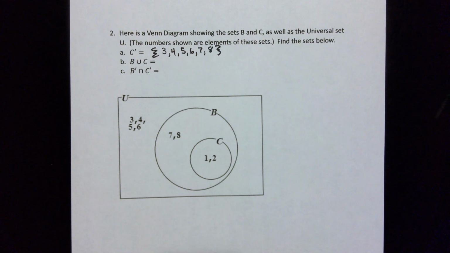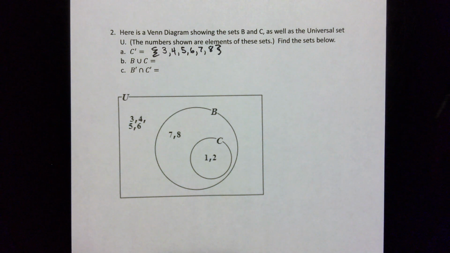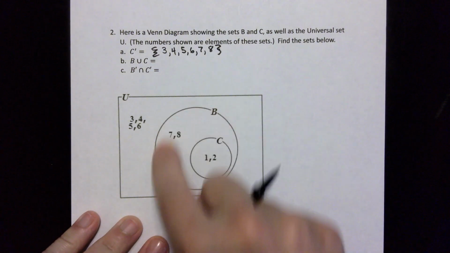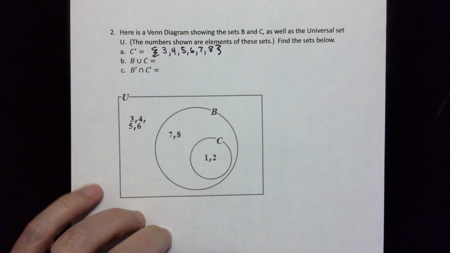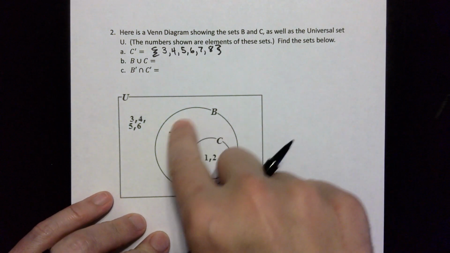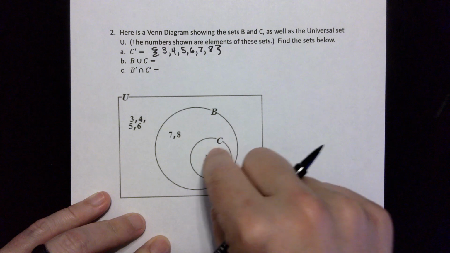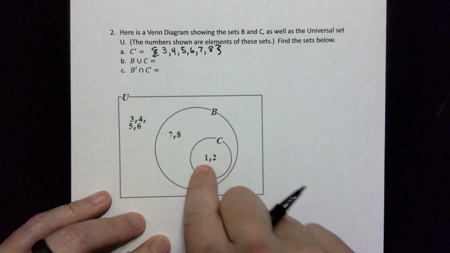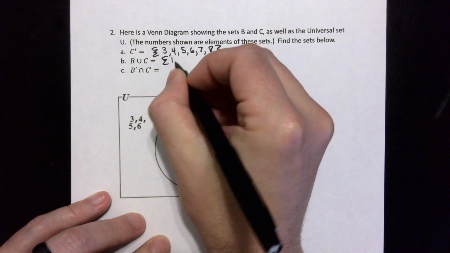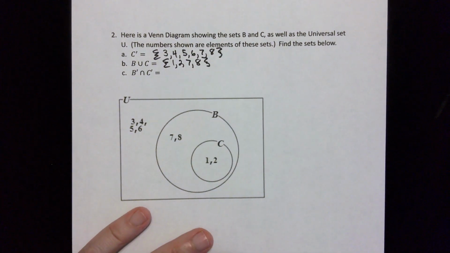Let's look at the next one, B union C. That's everything in B and everything in C. Union means everything that's in either one of those we write down. So that's all the stuff in B and in C. And C happens to be included in B anyways, so it doesn't really change anything for us. We still are looking for everything that's in C and in B. And even if this were not included in B, we would still have to write it down because it's in C. So we're going to write down 1, 2, 7, 8. That's everything that's in B and everything that's in C.